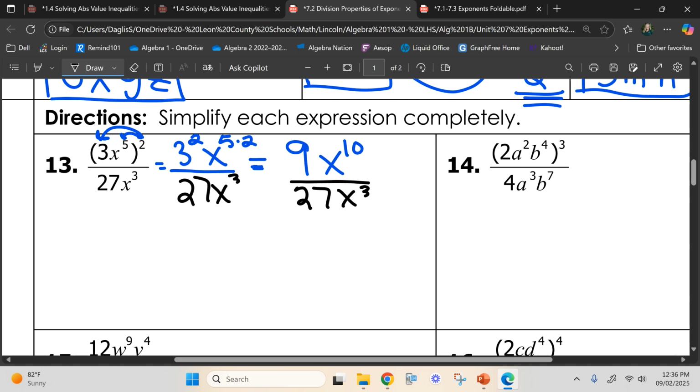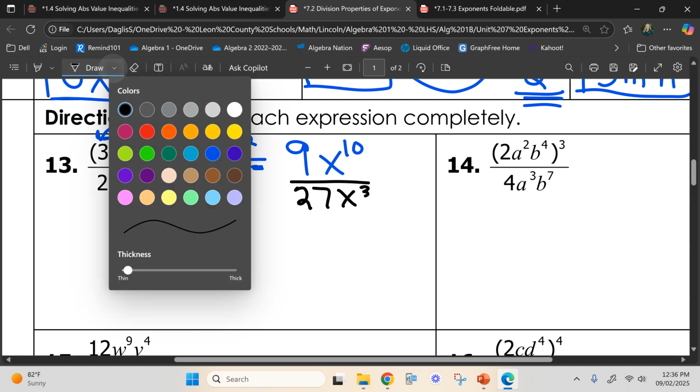Almost. So 9 is over 27. If it was 27 over 9, it would just be 3. But since it's 9 over 27, the whole thing is going to be 1/3, because the bigger number's on the bottom. Wait, so how did you get 9? Right here, I forgot 3 squared. Okay, so yeah, 9 over 27, they can both be divided by 9. That does simplify to 1/3.